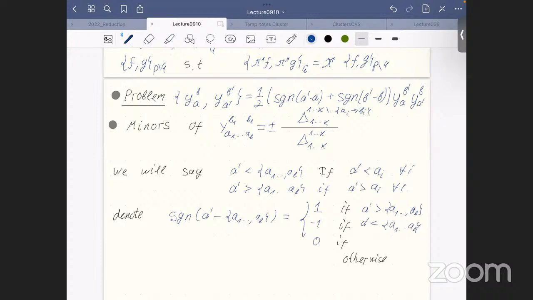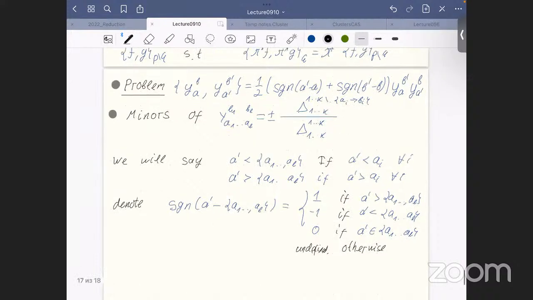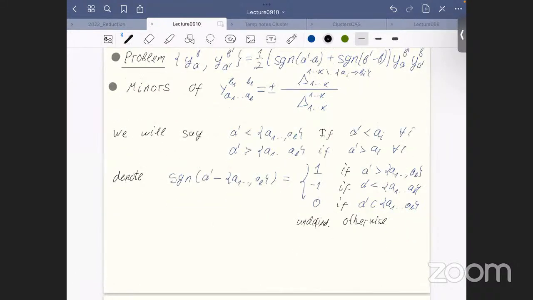Who can guess in which case we have 0? It's written. 0 if A prime belongs to this set, and otherwise it is undefined. Okay, now the lemma. How to state it?